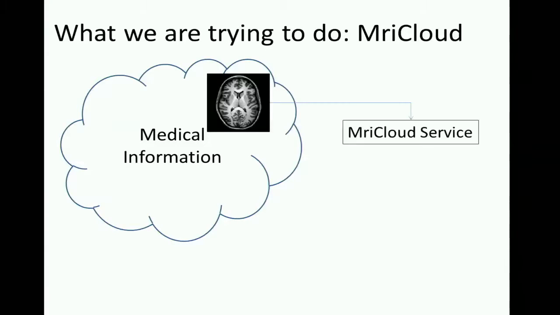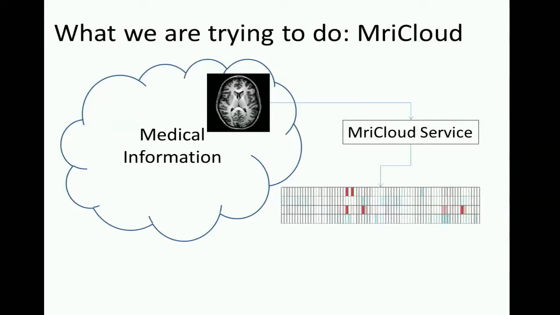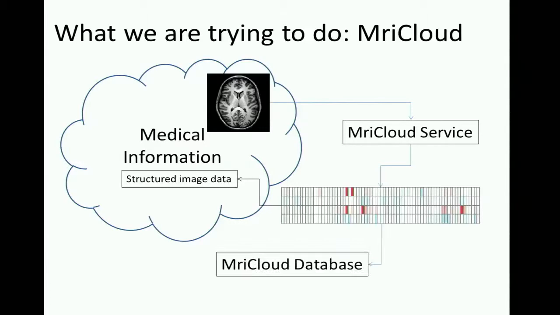Then we pull the data out from the medical information database, run it through the MRI Cloud service, turn it into the brain print, and bring it back to the structured medical information database. Simultaneously, we keep collecting this barcode, not the raw data, and make a database. Once it hits critical mass, maybe we can start knowledge-based interpretation of each patient.